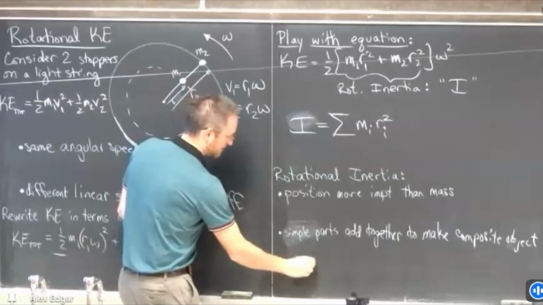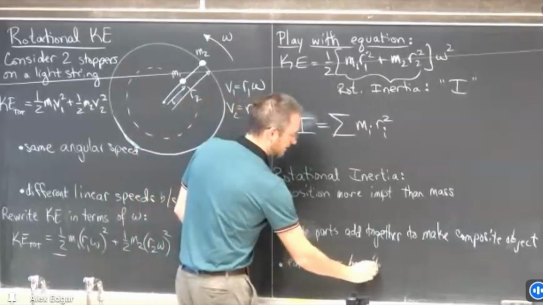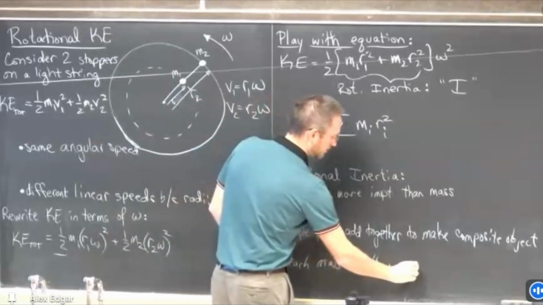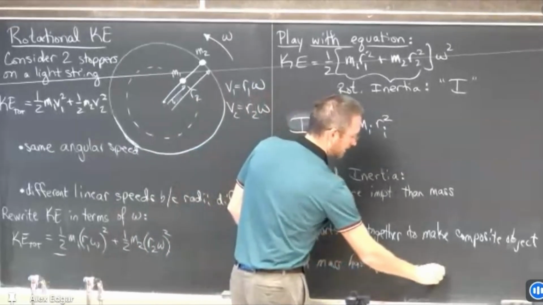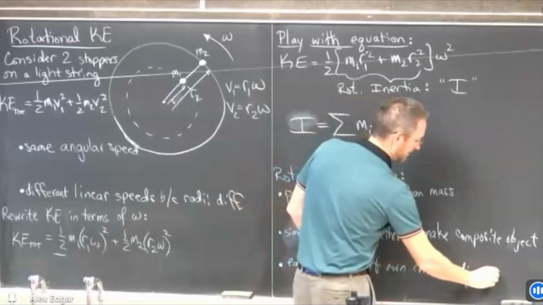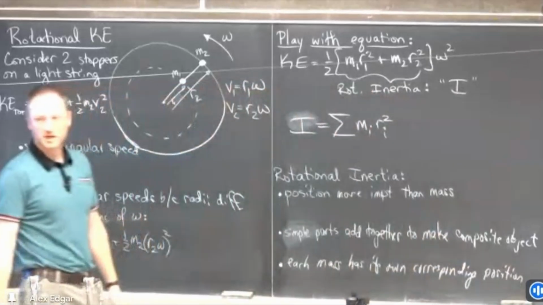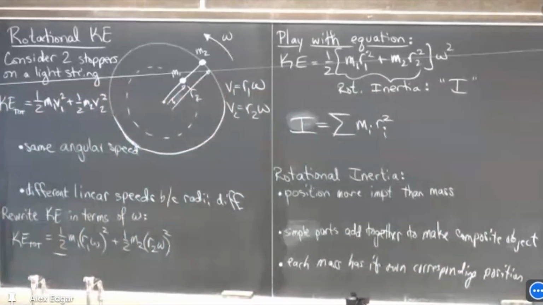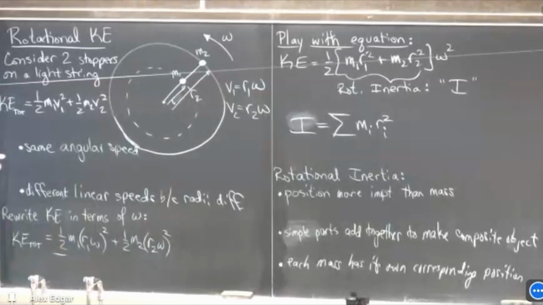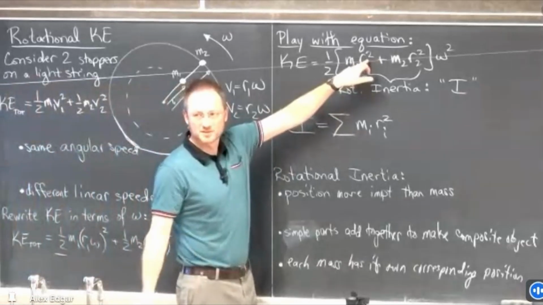I hope you left space. Each mass has its own corresponding... This should sound like something else that we've talked about in this class. Each mass has its own position, and then we're going to add them all up. What was that? That was the center of mass thing? Yeah? Except that the difference with that is the position wasn't squared. Now the position is squared.